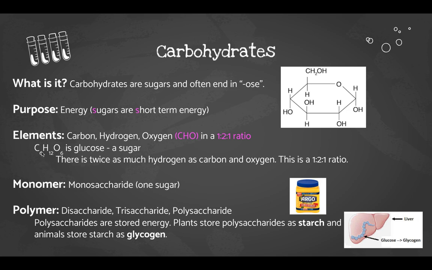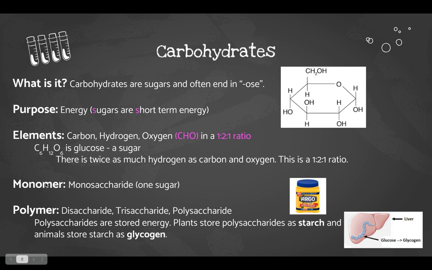Okay, so if you just look at the little numbers here, there's 6 carbons, 12 hydrogens, 6 oxygens. If you can divide all of those and end up with a 1 to 2 to 1 ratio, then that means it is a carbohydrate. Okay, next we're going to talk about the monomer.